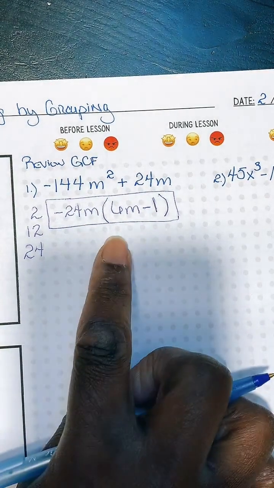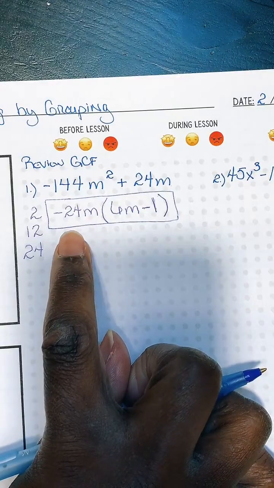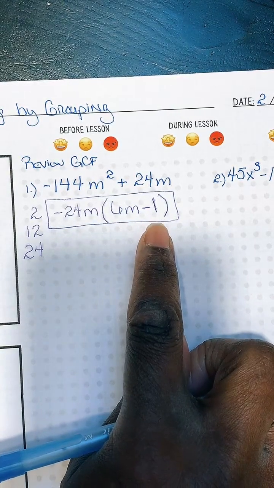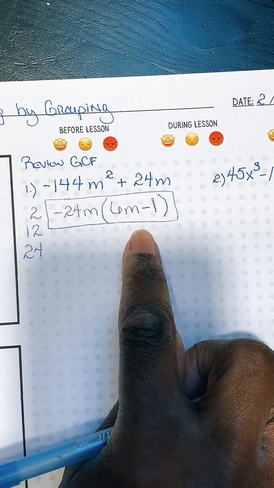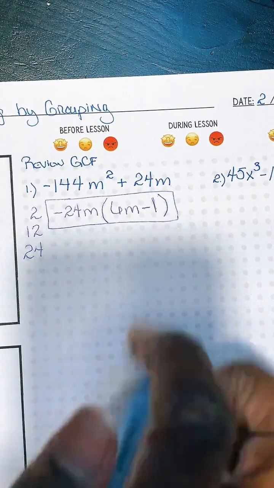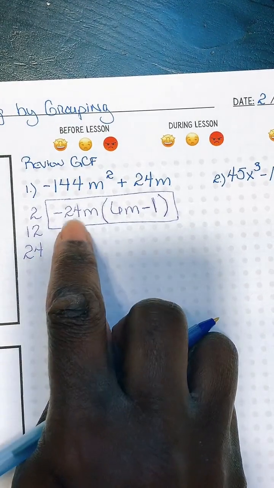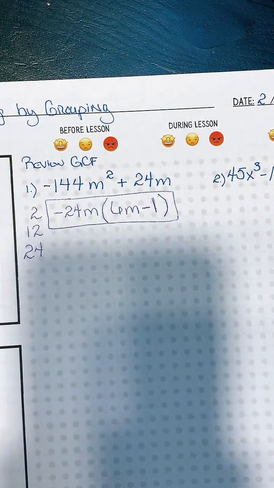Okay, you could use 12. But the thing is, when you look inside the parenthesis, you still have room to reduce. So you always want to go for the greatest common factor, the GCF. All right.